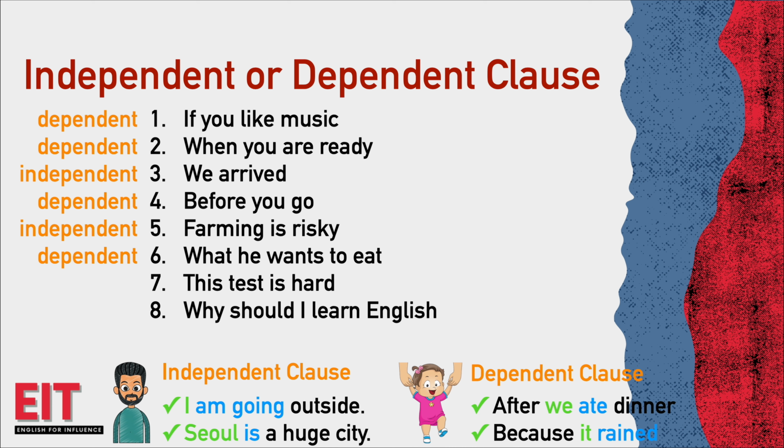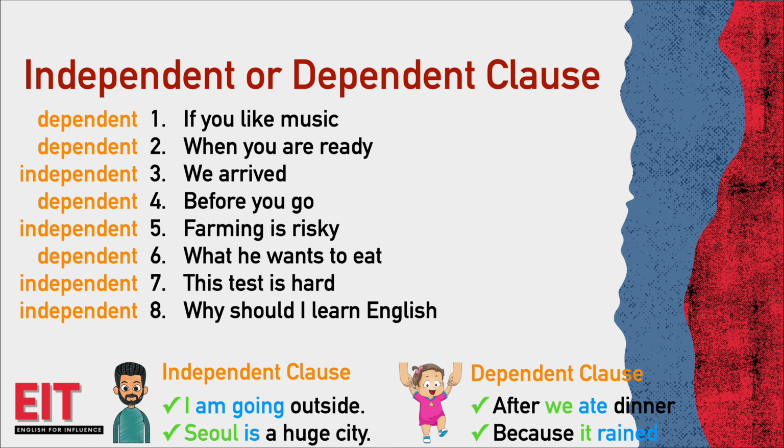Number 7, this test is hard. This also is independent. It makes sense. Number 8, why should I learn English? Now this is a question. And if it's a question, then it is an independent clause.